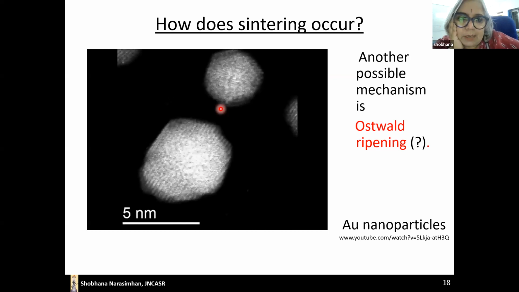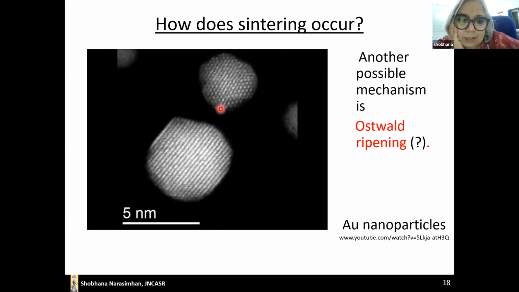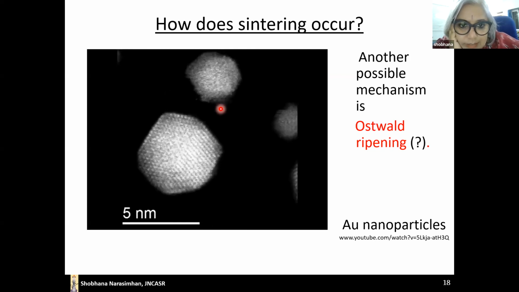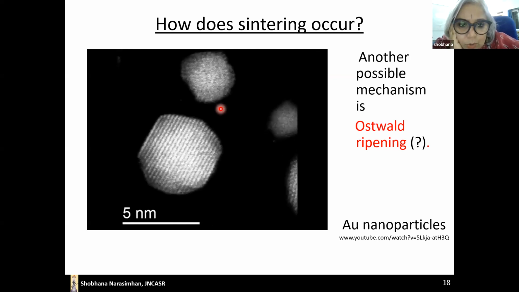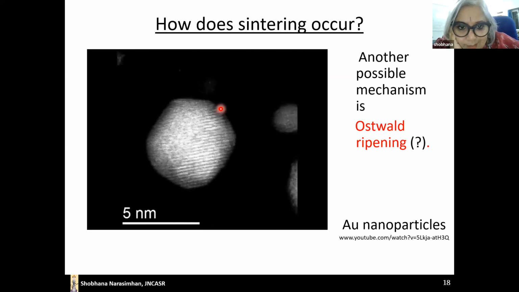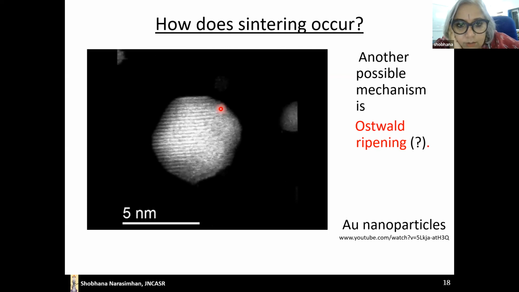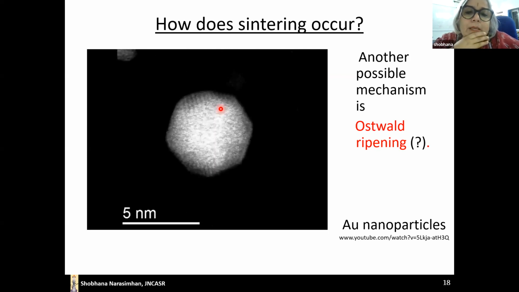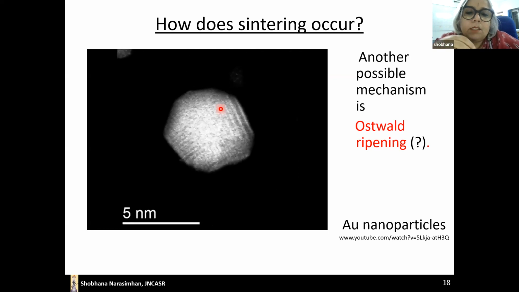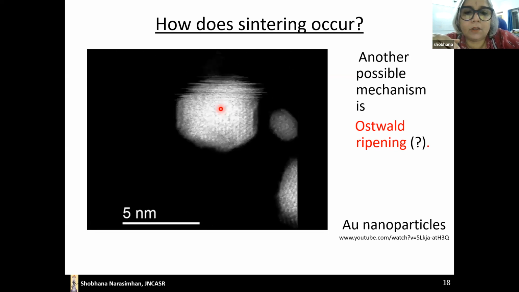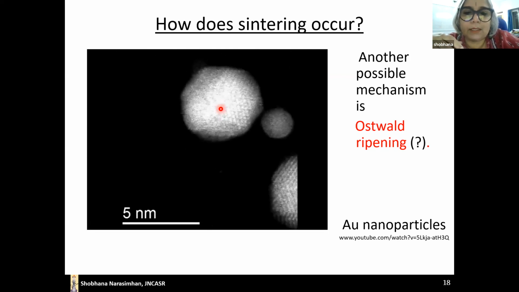This is again a TEM image. The reason I put the question mark is I'm not completely convinced that this video shows Ostwald ripening, though that's what it said with the video, that it's showing Ostwald ripening. So in the Ostwald ripening process, larger nanoparticles grow at the expense of smaller nanoparticles.